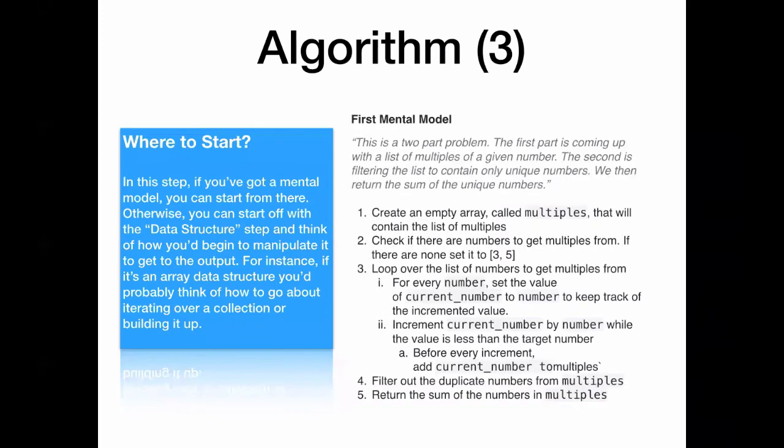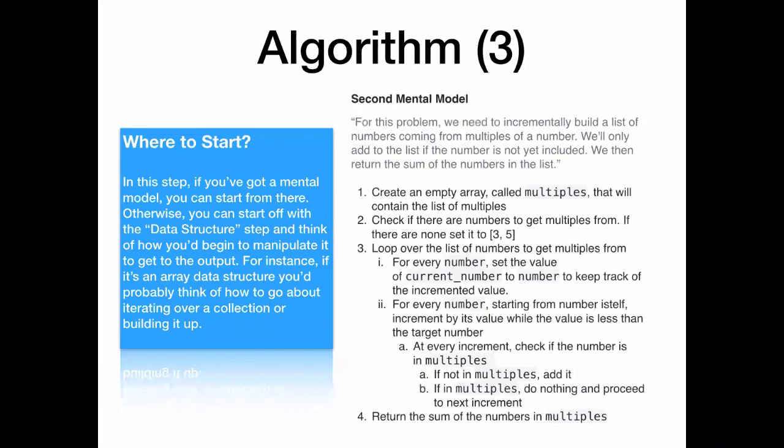So going to the second mental model, for the problem, we need to incrementally build a list. The difference here is notice that there is no filtering out. The loop is together. There's two things happening for this one. You're incrementally adding and there's a check now. So this one didn't exist earlier.